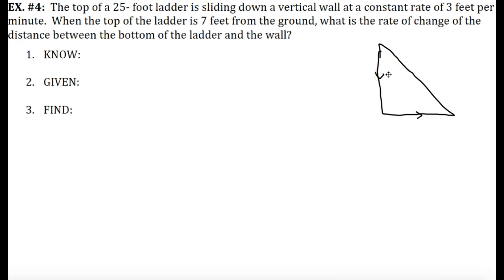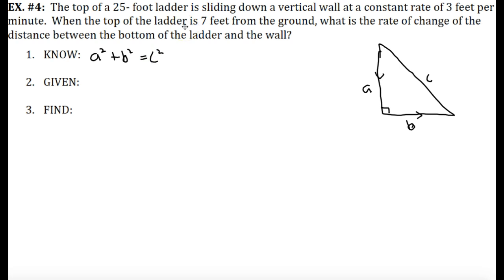So let's see. I can label my sides A, B, and C. That's just my preference whenever we're doing Pythagorean theorem. Some people label it X, Y, Z. It's totally up to you. So I know that I'm going to relate this somehow using Pythagorean theorem. And I know that's going to be up here in my note, a squared plus b squared equals c squared.